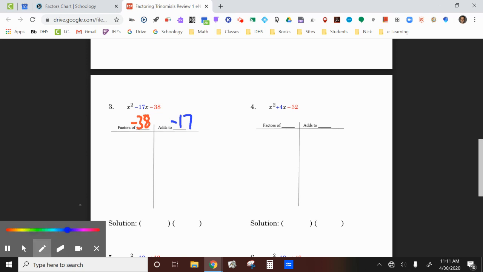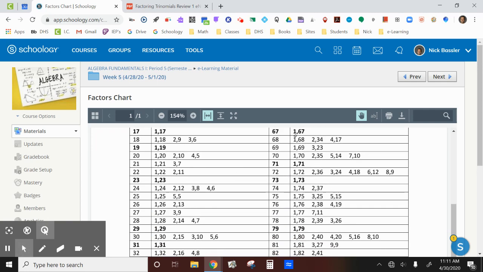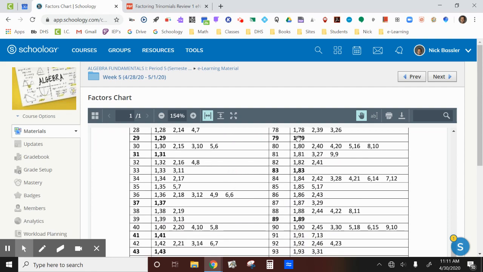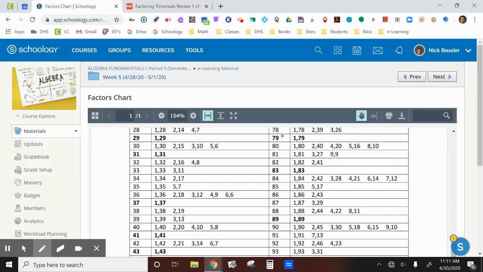All right, so again, I'm going to look at my factors chart here and find that number 38. And there it is, right? I only have two sets of factors for 38. I have 1 and 38 or 2 and 19. But I need to get to a negative 17. Well, there's no way a 1 and 38 will do it. So it's going to be that 2 and 19.